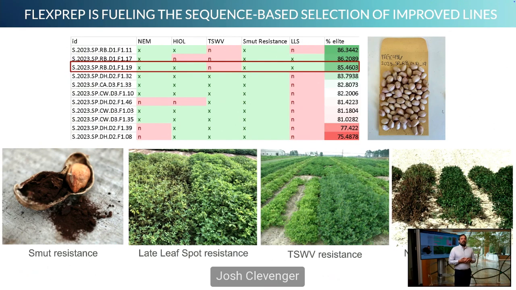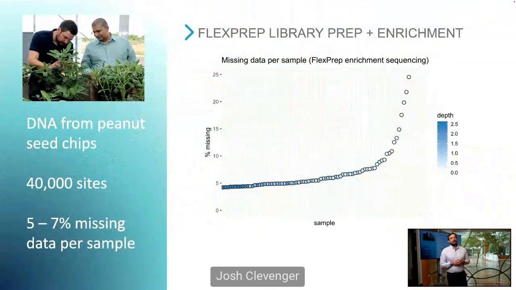So the last thing I want to talk about is how FlexPrep can work with enrichment. Because it's a more complex library prep, it works really well with enrichment probes. And so we did another study of our 40,000 probe peanut panel, and we're only getting around 5 to 7% missing data across that panel, which is really, really good for a cost-effective, good library preparation solution. So it's a very, very flexible and useful prep across all the things that you want to get done.